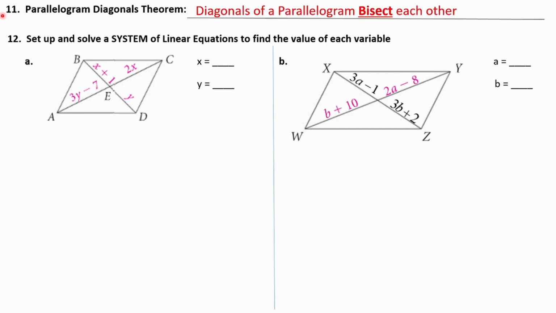The parallelogram diagonals theorem states that diagonals of a parallelogram will bisect each other. They meet at their respective midpoints. So what that means is, well, let's look at part A here. I'll do part A and then I'll have you try part B on your own.